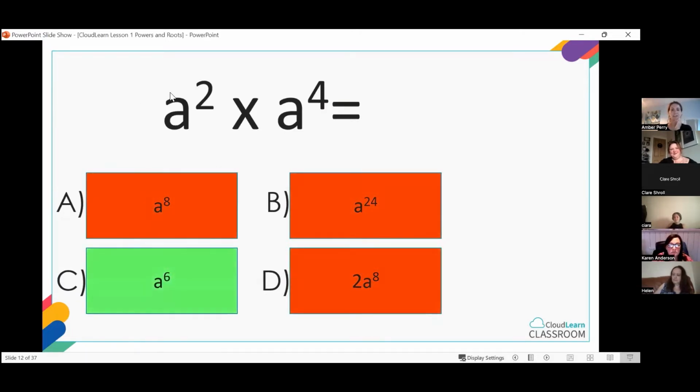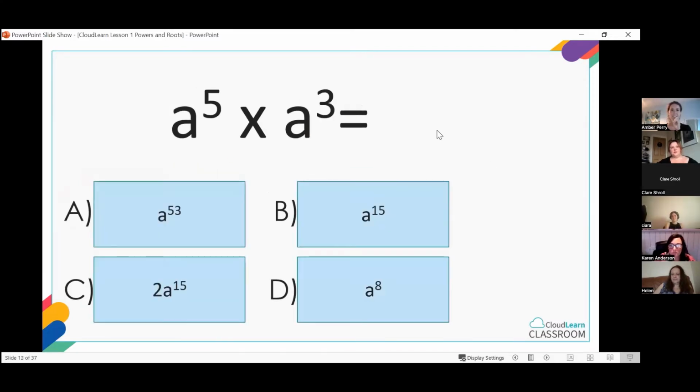Just a quick recap. Because we're multiplying the base here, we're going to add the powers for this one. We've basically got A times A here, so that's 2 lots of A. A times A times A times A here, that's 4 lots of A. So in total, there's 6 lots of A there. So that's A to the power of 6. I'm going to do that again.